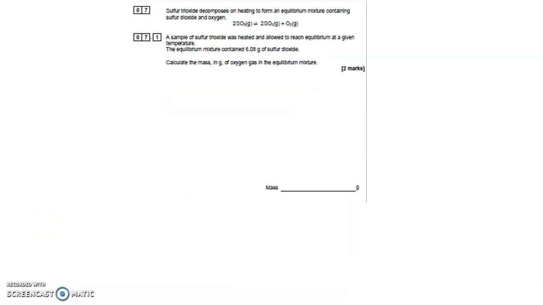Question 7. Sulfur trioxide decomposes on heating to form an equilibrium mixture containing sulfur dioxide and oxygen. A sample of sulfur trioxide was heated and allowed to reach equilibrium at a given temperature. The equilibrium mixture contains 6.08 grams of sulfur dioxide. This is the sulfur dioxide here, 6.08 grams. I know its formula is SO2, so I can work out its MR.